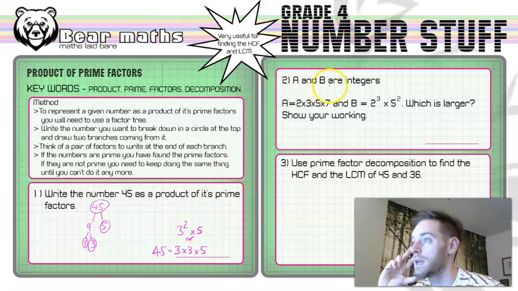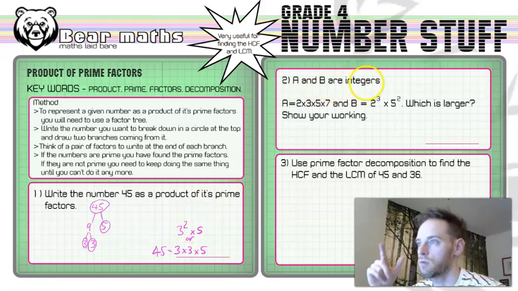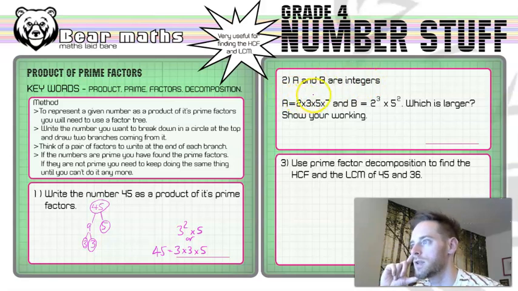Now, question number 2, A and B are integers. That means they are whole numbers, remember. So, A is 2 times 3 times 5 times 7, all right? And B is 2 to the power of 3 times by 5 squared. Okay, which is larger? We need to decide which is the bigger number, A or B. Show your working.